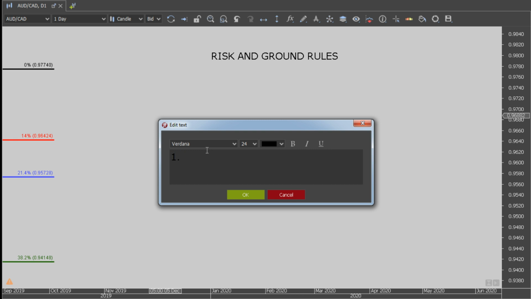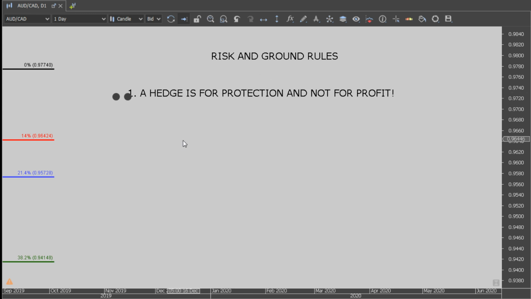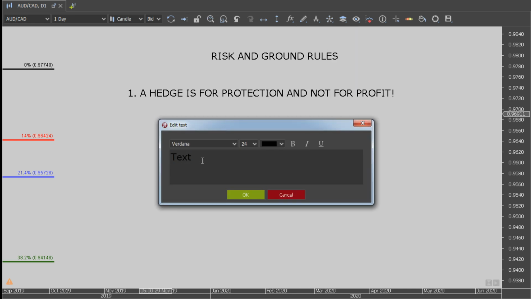Number 1: a hedge is for protection and not for profit. Ground rule number 1, before I teach you what this is, how to apply it, how to do it. We're going to write down some ground rules. So a hedge is for protection and not for profit. I'm going to explain what I mean by this.